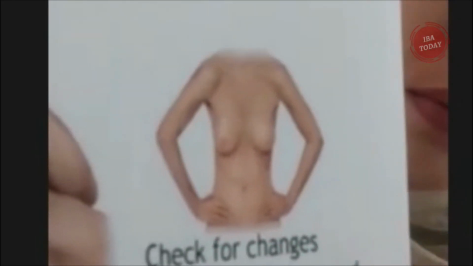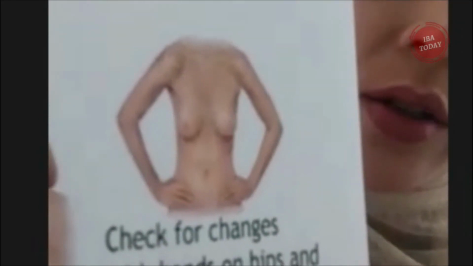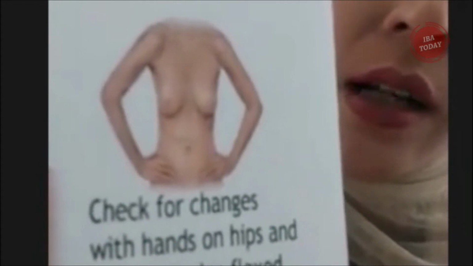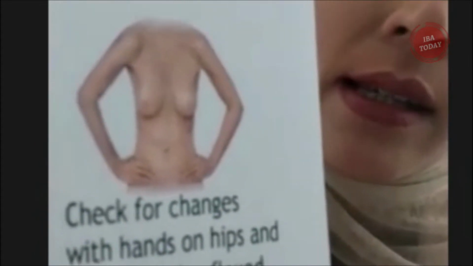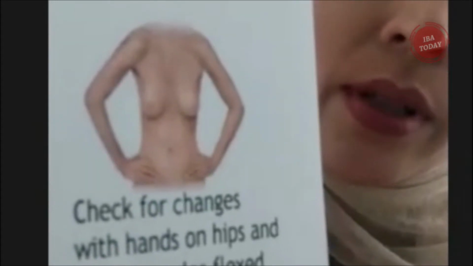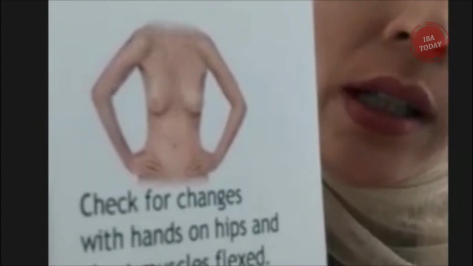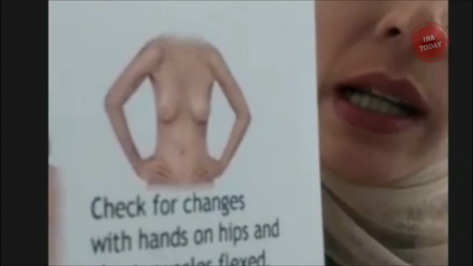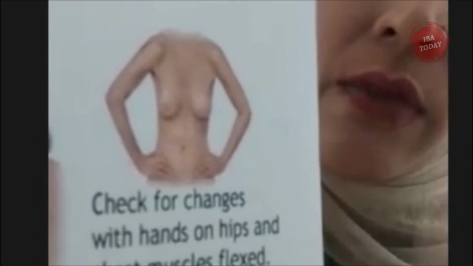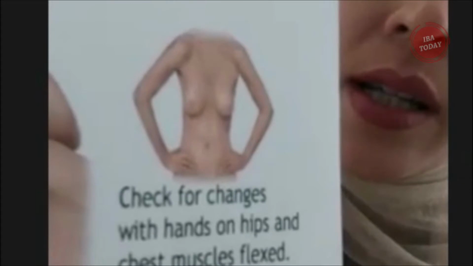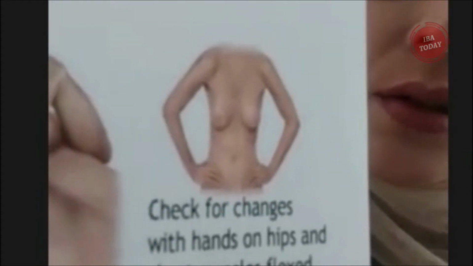I will show you on the camera how to examine yourself. Lie on your bed, and put the right hand on the left breast and the left hand on the right breast. Go in a zigzag from the upper outer side down, and then back up. You have to feel your breast. If there is any lump or swelling in your breast area, go and consult your doctor.